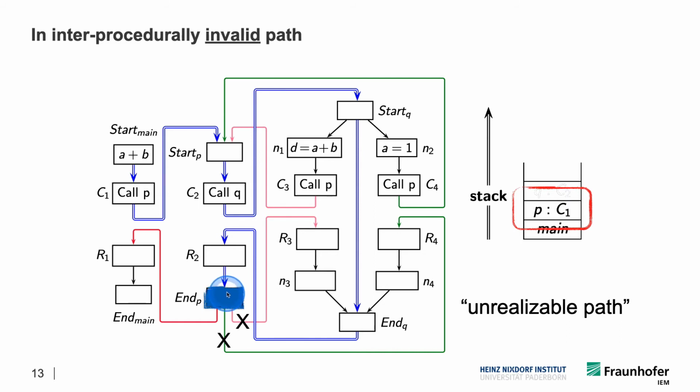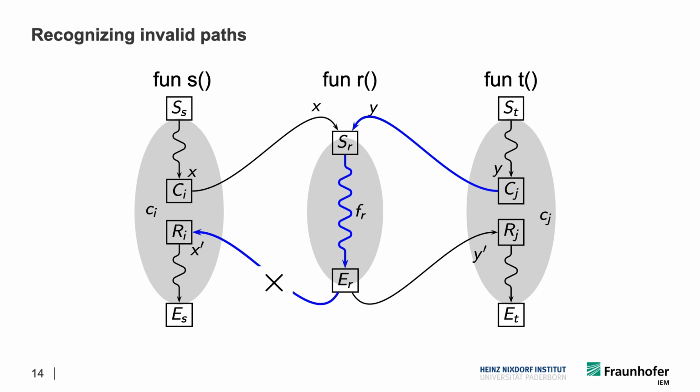So just to clarify, because here we have the situation that we are in procedure P, and looking at the bottom of the call stack, we know that we should now be returning to main because this is where P was called. It wasn't called from anywhere else. And so it makes no sense to return to Q like you see here. Okay. So any of these two paths, the rose one and the green one, that would be unrealizable. So this is also called an interprocedurally invalid path. And the question is now, how do you recognize such invalid paths?